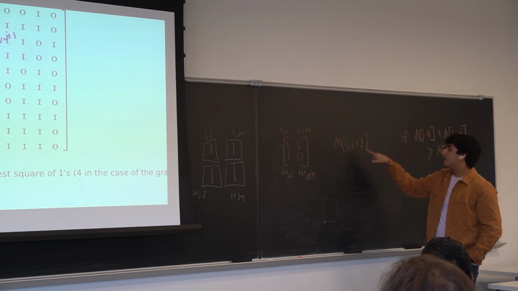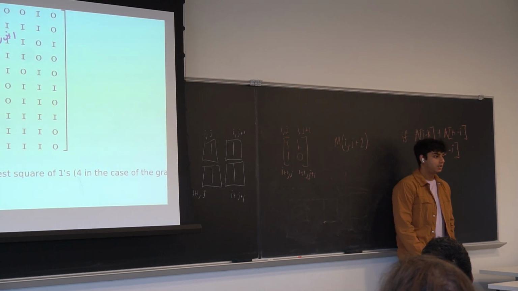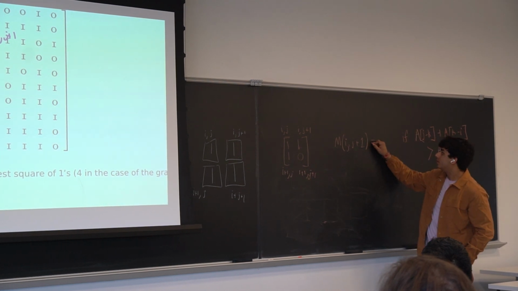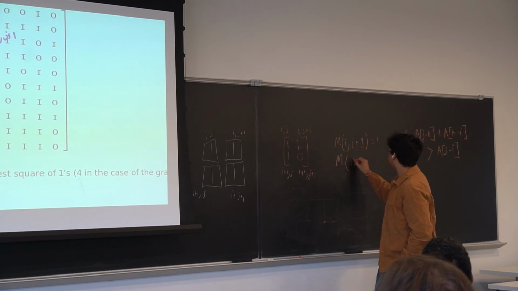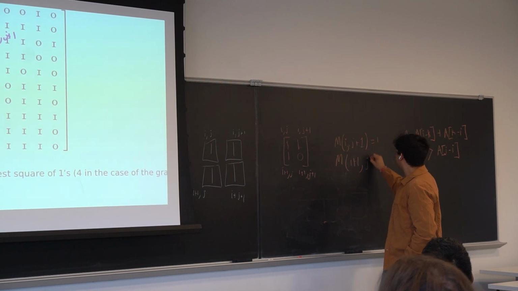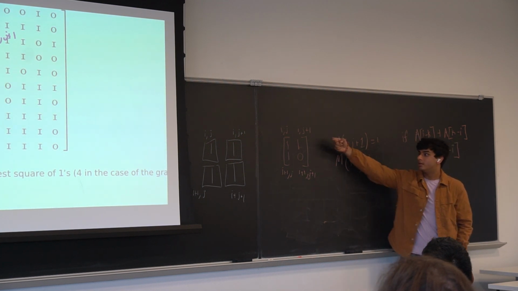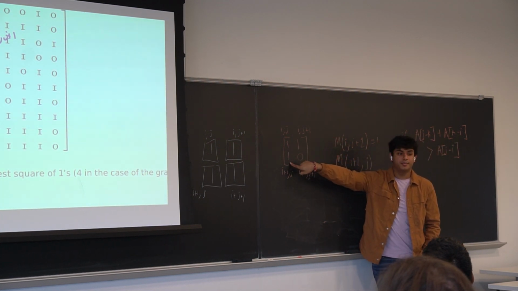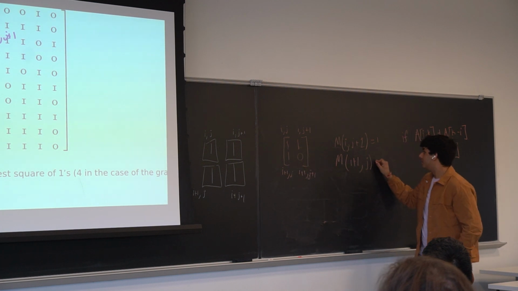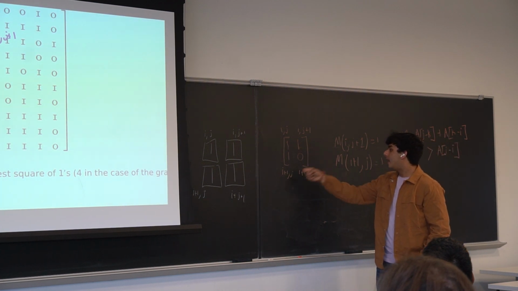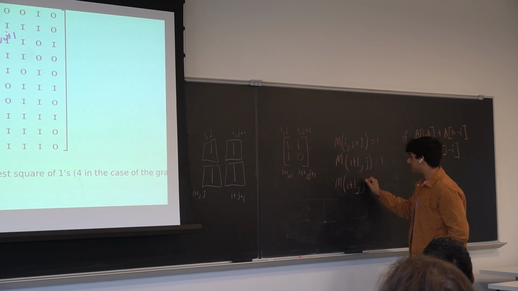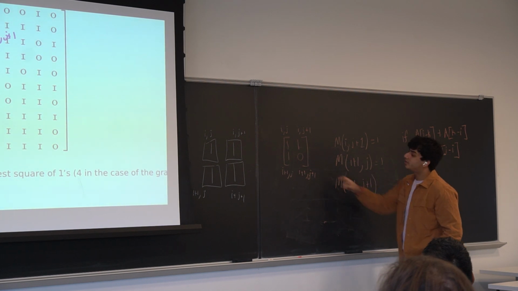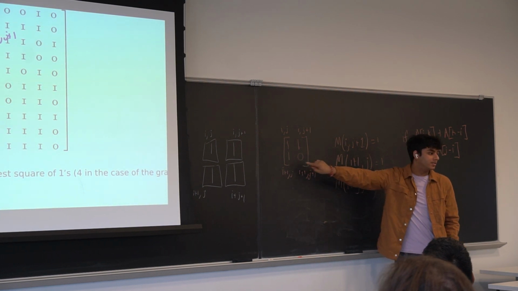What is M of i comma j plus 1? 1. What's M of i plus 1 comma j? What's the largest subsquare starting from here? 1. What's M of i plus 1, j plus 1? Right. The largest subsquare of 1 starting from here has length 0.